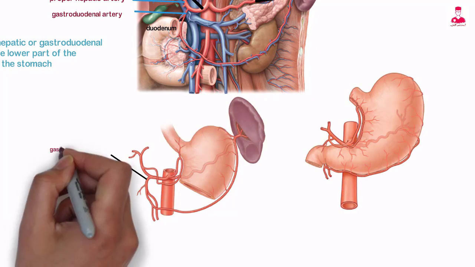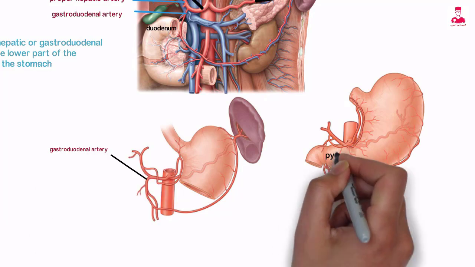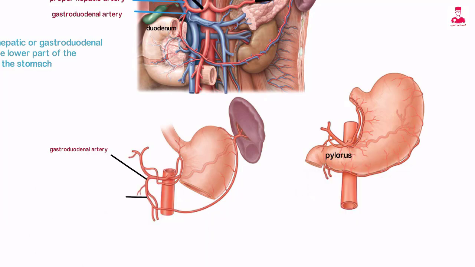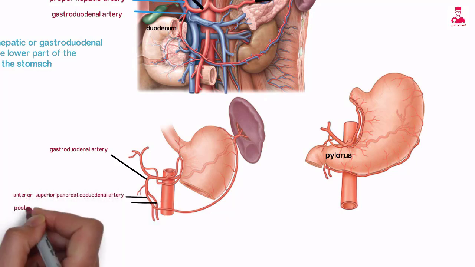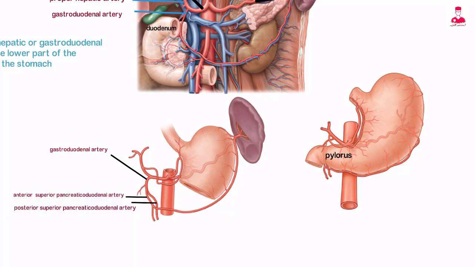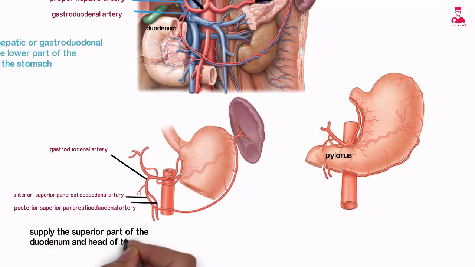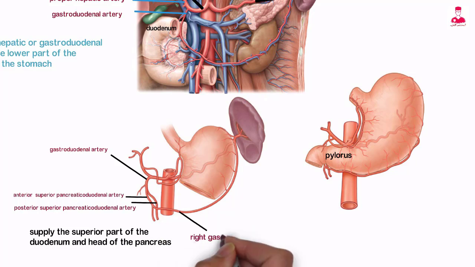The gastroduodenal artery descends behind the pylorus to give off many branches, including the anterior and posterior superior pancreaticoduodenal arteries, which supply the superior part of the duodenum and head of the pancreas, and the right gastroepiploic, gastro-omental artery.